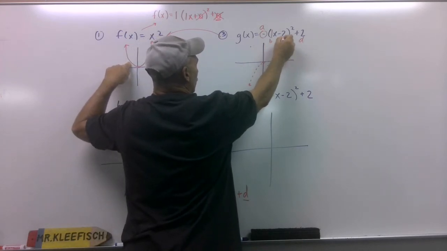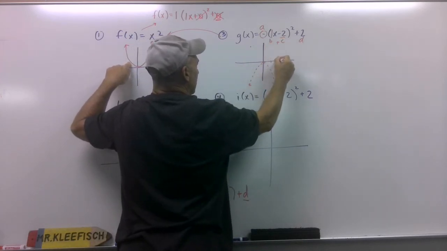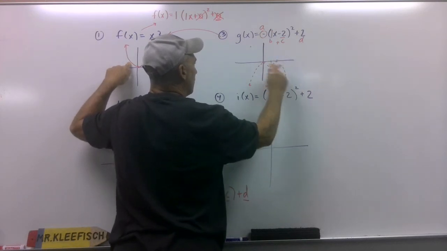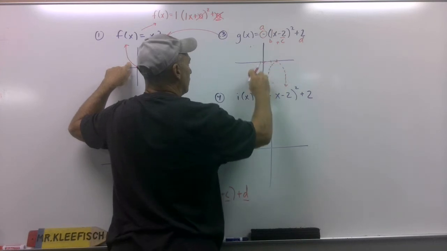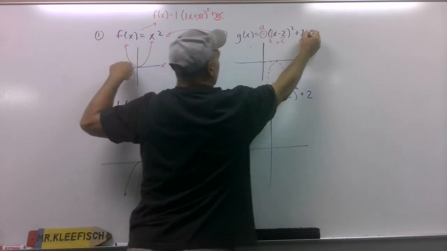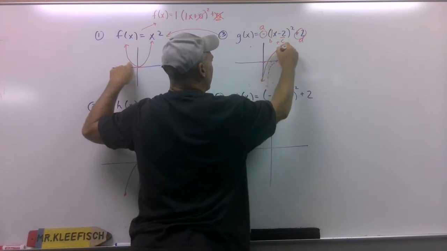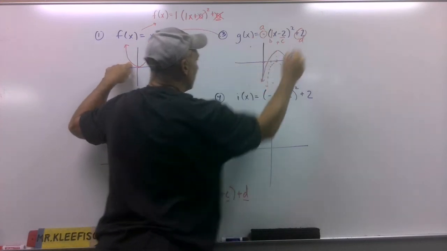C, if this is minus 2, remember that's going to move it to the right 2. So there I am right there, continually moving it. This goes up 2, so bing, bing, and then I know I'm done. I just went through A, B, C, and D.